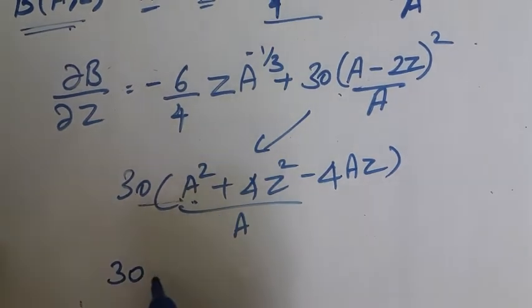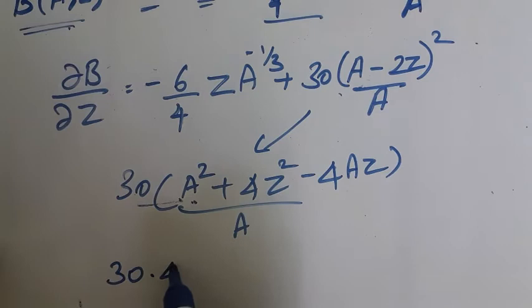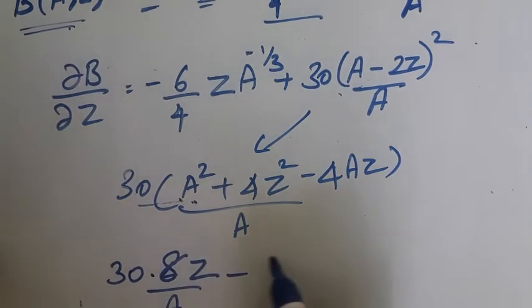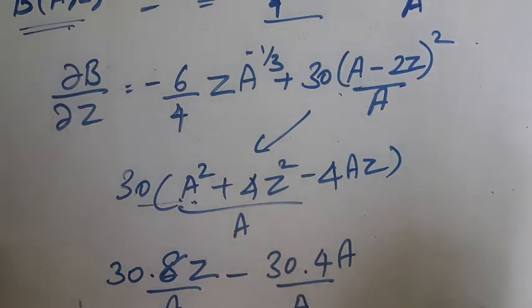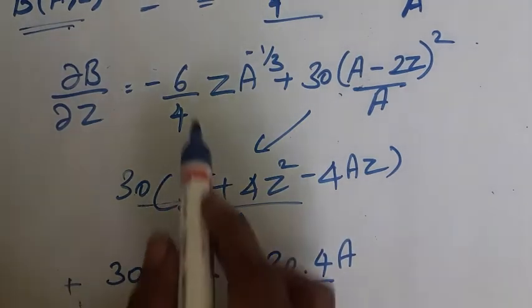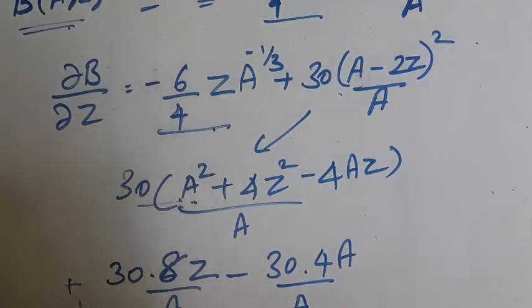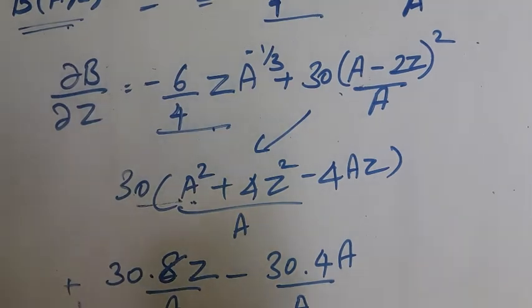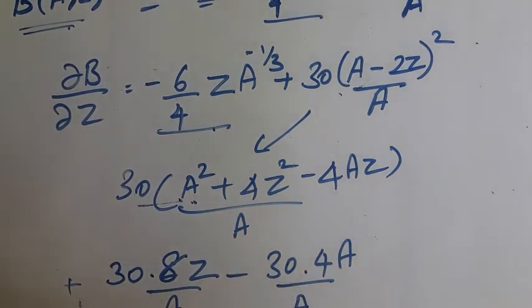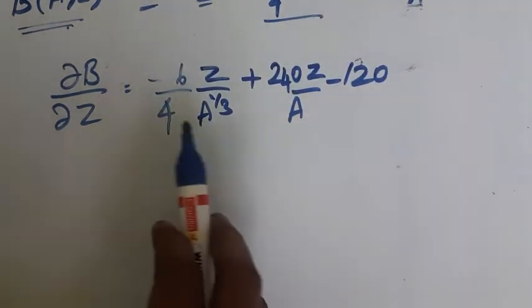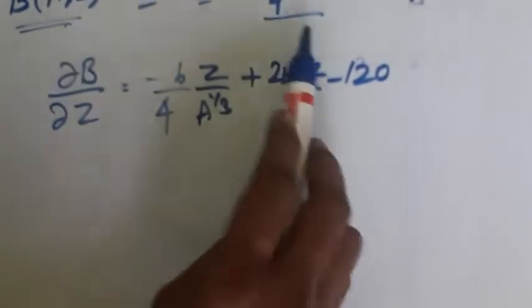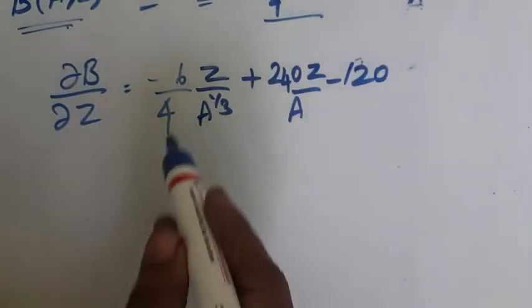So this will be 0. So we have 8Z by A minus 30 into 4A by A. Plus additionally, this term is here. So we have 3 terms here. So what do we have to do now? These are the 3 terms after differentiating the binding energy.